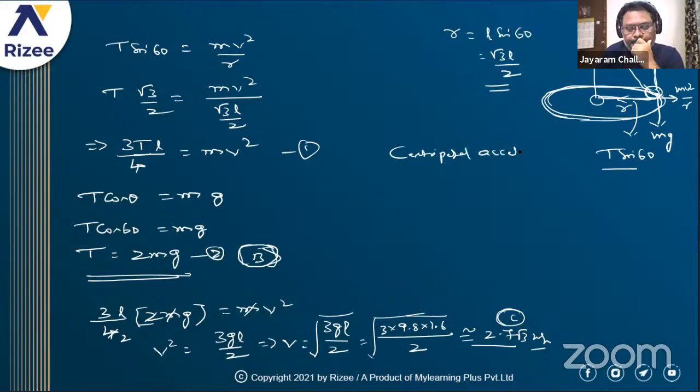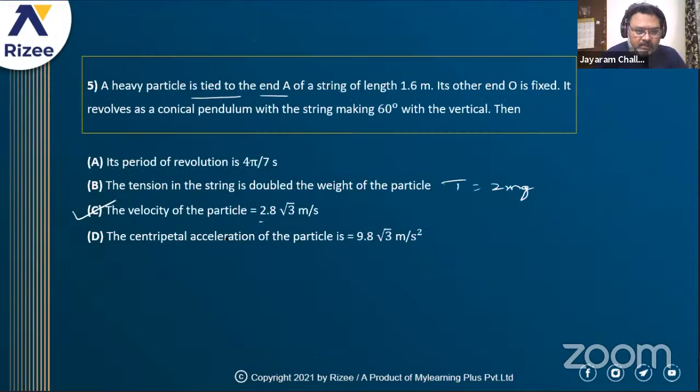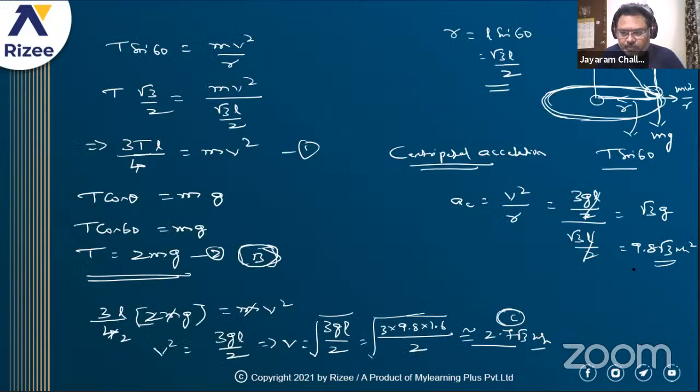Centripetal acceleration: what is it? a_c is equal to v squared by r. What is the v squared value? It is 3gL by 2, and the r value is root 3 L by 2. L by 2 and L by 2 cancel out here, so this will be equal to root 3 times g, which is 9.8 into root 3 meter per second squared. So the a_c value is root 3 g. This is your option D, sir.